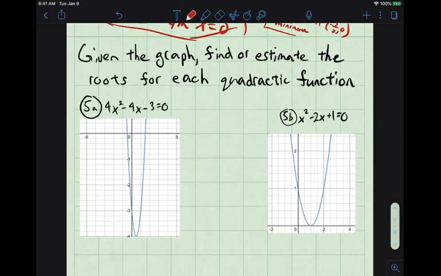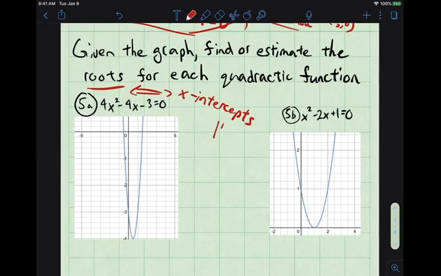Last set of problems, we estimate its roots. Roots just means x-intercepts. Okay. It also means solutions. Sometimes there's another name, they're called zeros. Right, that's less common.